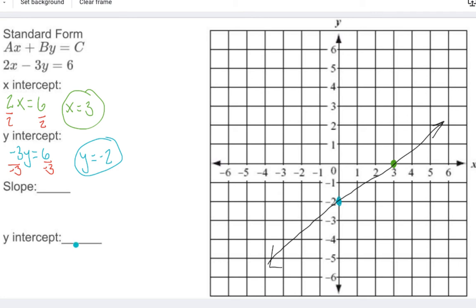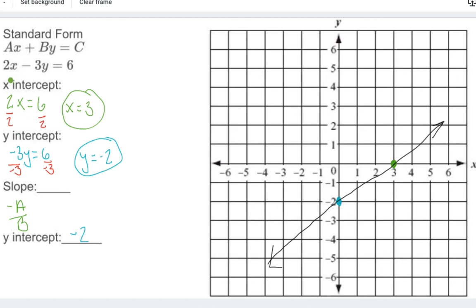So the y-intercept is easy to see. If we want to write it in slope-intercept form from standard form, we know that our y-intercept is already negative 2. There is a shortcut to find the slope. Remember, mathematicians are lazy, we're all about shortcuts. So the shortcut between a and b would be negative a divided by b. That's going to give you the slope.